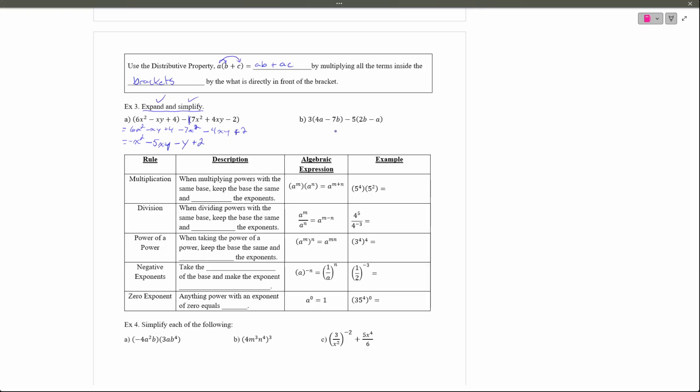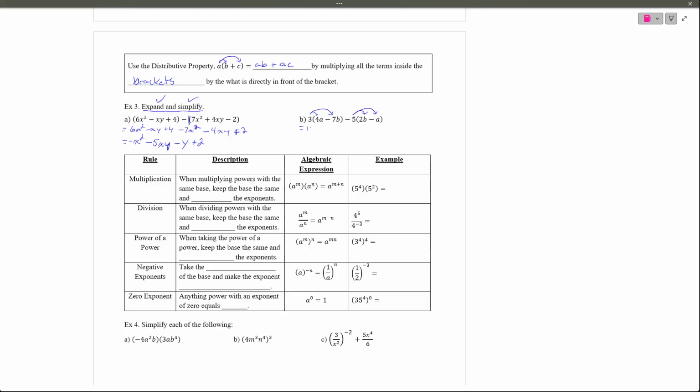Over here, we can do the exact same thing. We got to do the work. Well, we can distribute at this point, so I can multiply that 3 through this set of brackets, and I can multiply this negative 5 through this set of brackets. That minus sign goes with the 5. So we're going to have 3 times 4a, and then we're going to have 3 times minus 7b. Over here, we're going to have minus 5 times 2b, and minus 5 times minus a. So let's do the work.